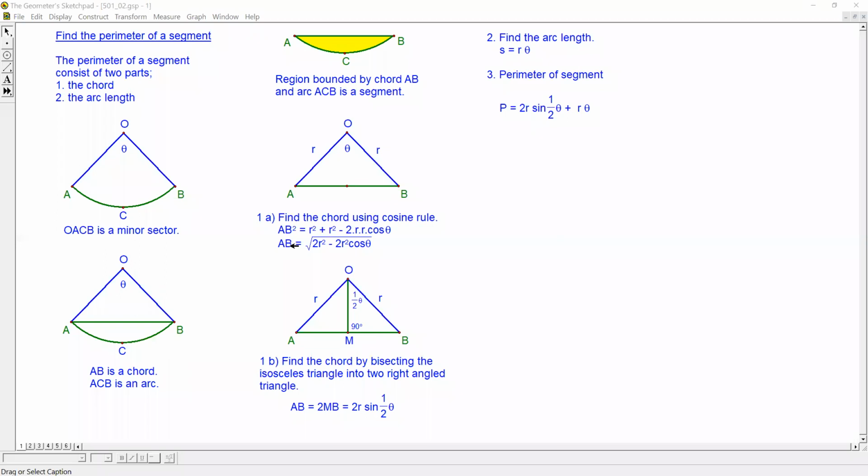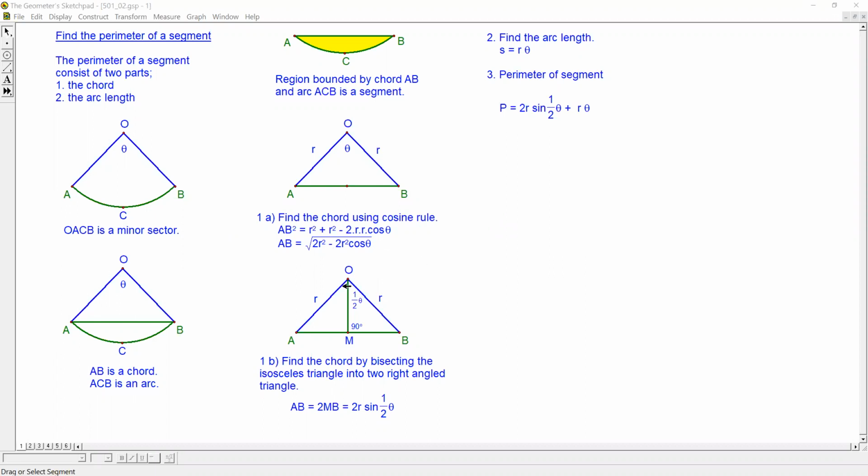Then try to find the square root of this side and this side. So it's the square root of r square plus r square, which is 2r square, and 2 times r times r is also 2r square. So finally this length AB here is the square root of 2r square minus 2r square cos theta. If you don't know the cosine rule, then this one may be a bit complicated.